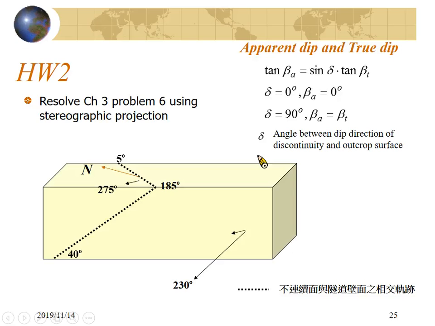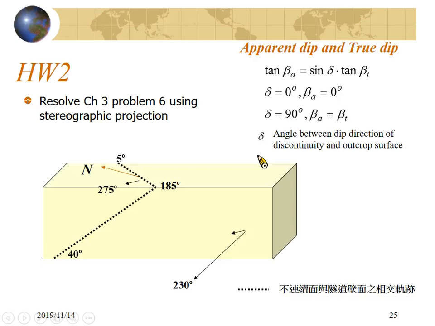I already told you, this will be the strike. Why is this the strike? Because this is the horizontal plane, and you have a plane intersecting the horizontal plane. This will be the strike. Now you have the strike, and you will have an angle between this plane and the strike. Then you can calculate the true dip from this apparent dip. This will be the apparent dip.